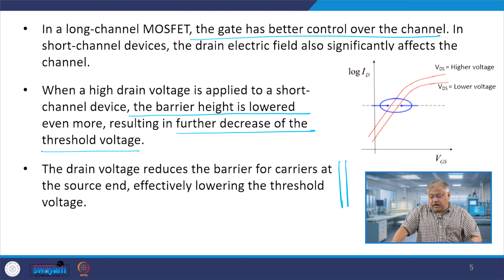If you plot ID versus VGS, gate to source voltage, for higher and lower values of VDS, you see what is happening here. Now the slope of ID versus VGS is almost the same, which means the subthreshold slope might be almost equal, but the effective threshold value is much lower in the case of a higher value of VDS, right.